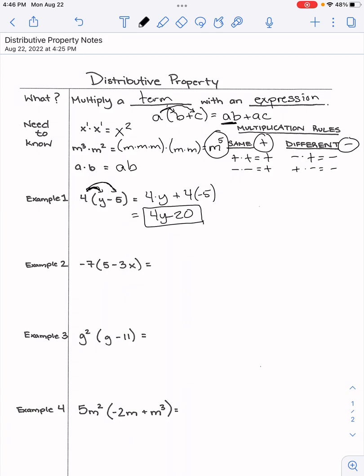4y minus 20. If that 20 had a y, sure, I can combine them. But this won't make, please resist the urge of simplifying this. This won't be negative 16y. You cannot combine that, right?